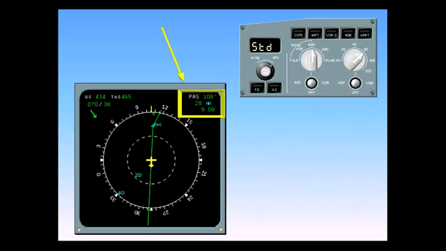The information contained in the top right-hand corner of the display relates to the next waypoint. In this example, the next waypoint is PAS, Papa Alpha Sierra. The information is track to waypoint, distance to go, estimated time to waypoint.